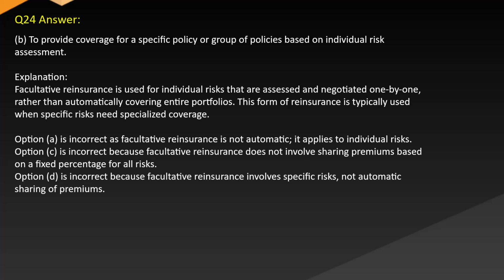Option A is incorrect as facultative reinsurance is not automatic. It applies to individual risks. Option C is incorrect because facultative reinsurance does not involve sharing premiums based on a fixed percentage for all risks. Option D is incorrect because facultative reinsurance involves specific risks, not automatic sharing of premiums.